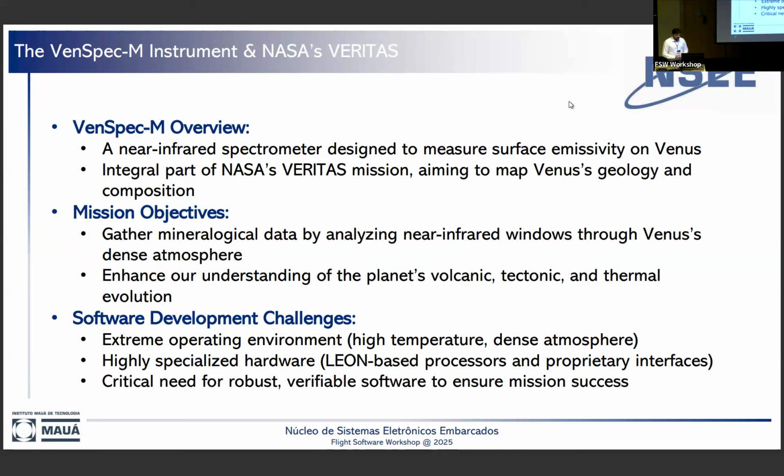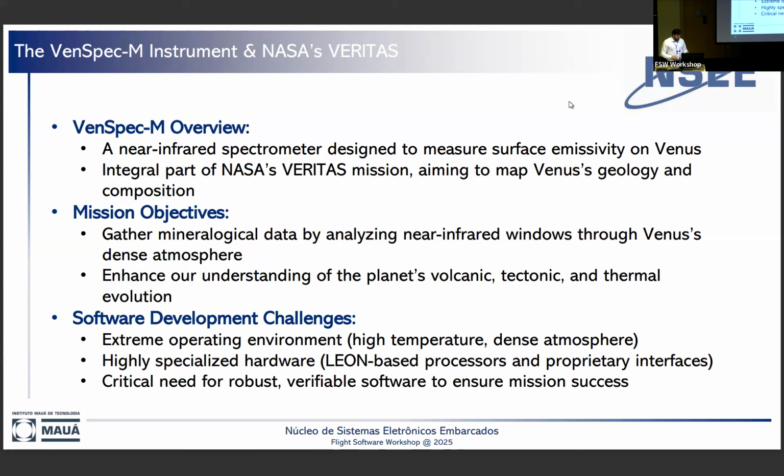Okay. Just a bit more context about the mission itself. The VERITAS mission is a mission to study Venus. It's led by NASA, but ESA is doing some of the instruments, and DLR is working on a near-infrared spectrometer to measure some of the characteristics of the planet. It should gather mineralogical data by analyzing infrared windows.